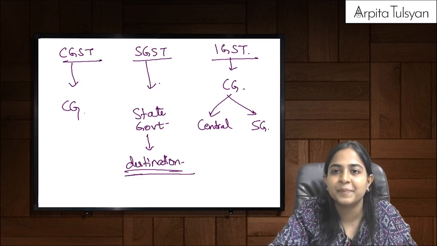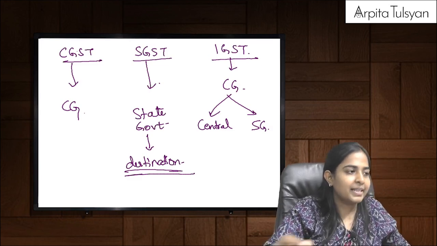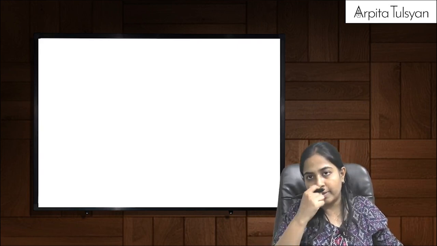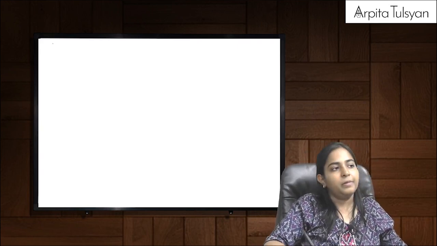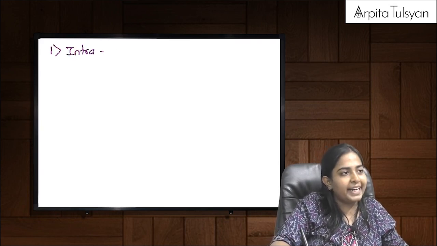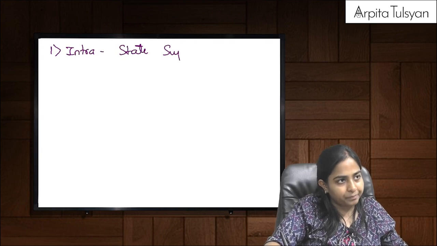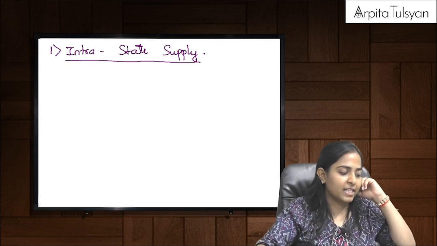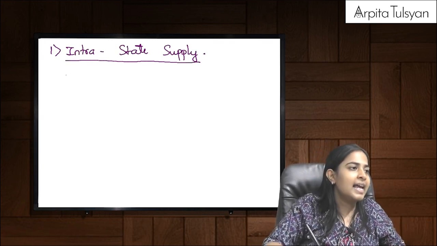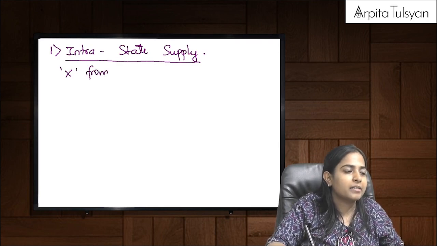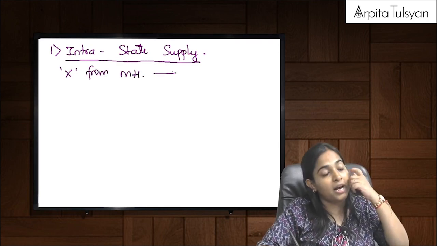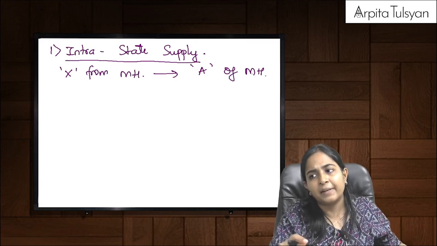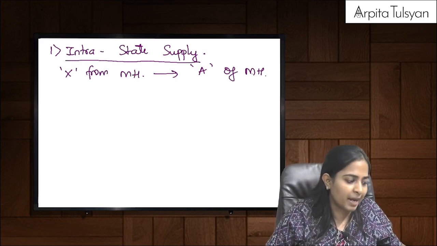Can we start, everyone? Yes? Okay. Now, first, I will take the example of intrastate supply, which means within the state. Let's say I am X from Maharashtra. I want to sell goods to A of Maharashtra. Same state. Which tax will be applicable? Maharashtra to Maharashtra, which tax will be applicable?